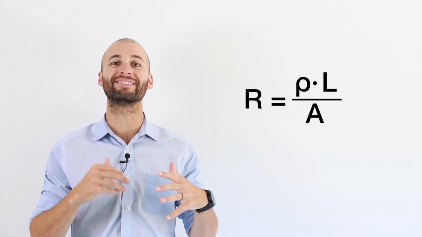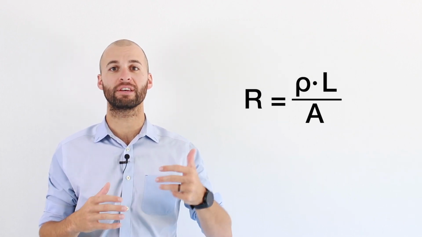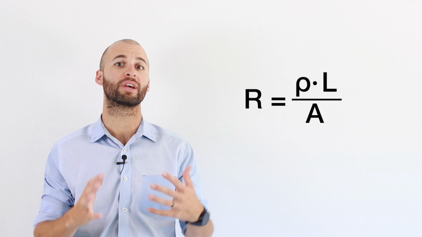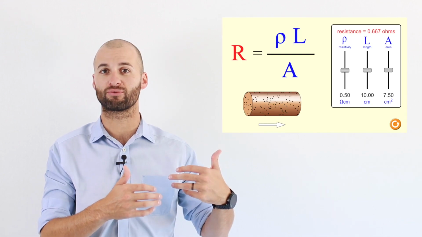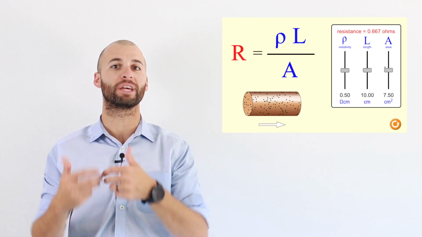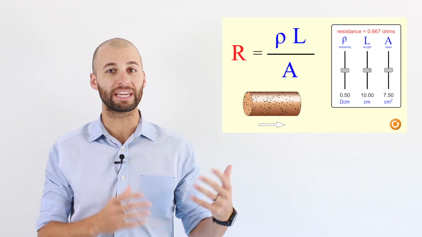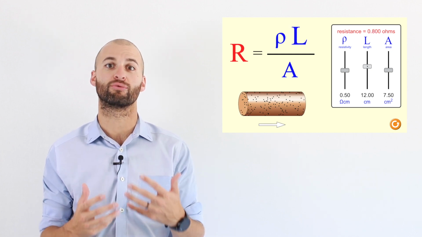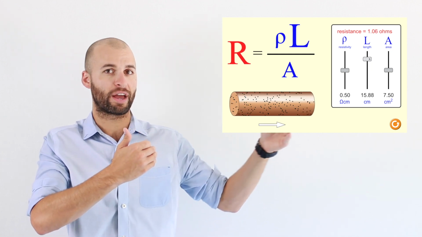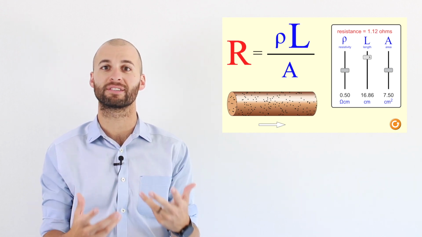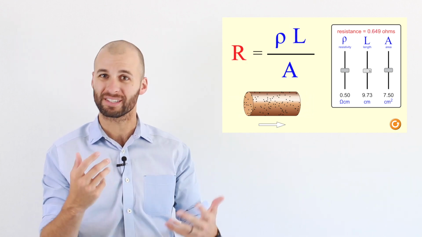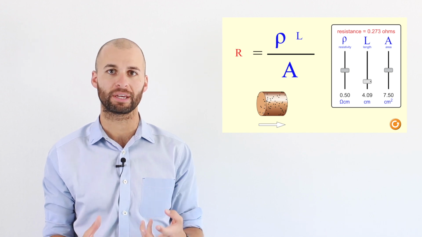You can see that resistance and resistivity are directly related. In other words, if you increase an object's resistivity, you are going to increase the resistance. Length is also directly proportional to resistance. The further that current has to go in that resistive material, the more resistance there is going to be overall.